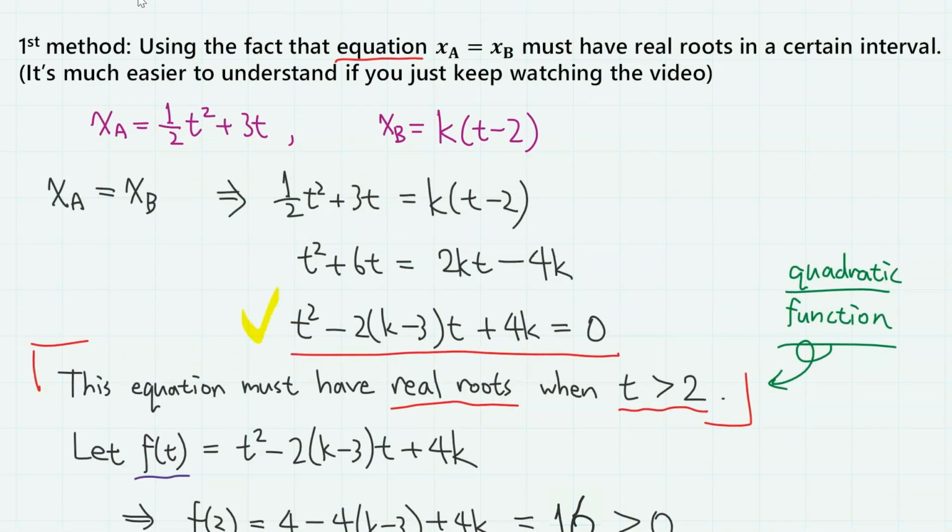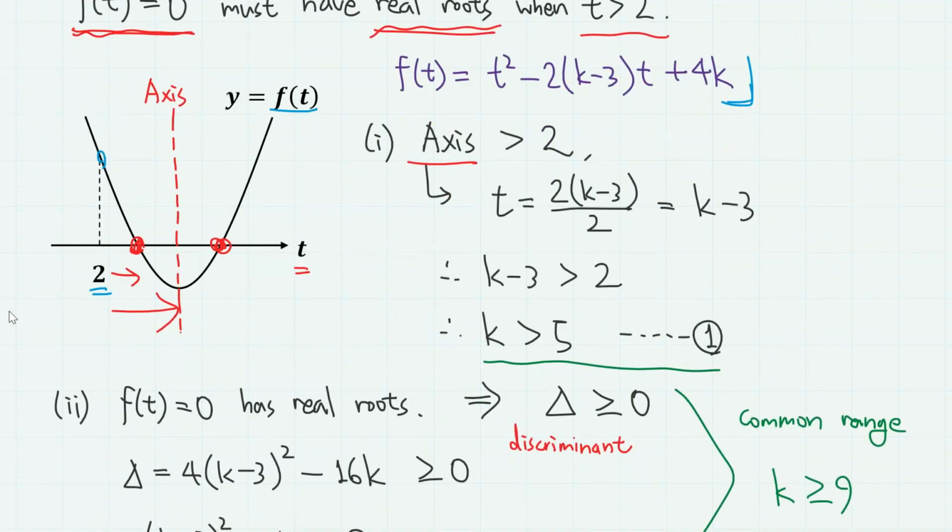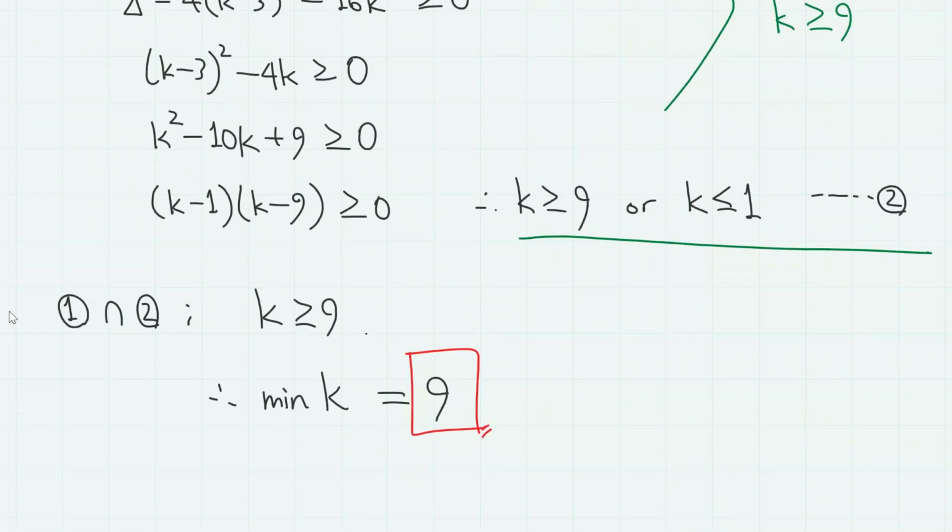So we have set up the quadratic equation using the position we have obtained, and we have utilized the condition that the given quadratic equation must have real roots in a specific domain. The condition is handled using the properties of the graph of a quadratic function. Now let me introduce the second approach.